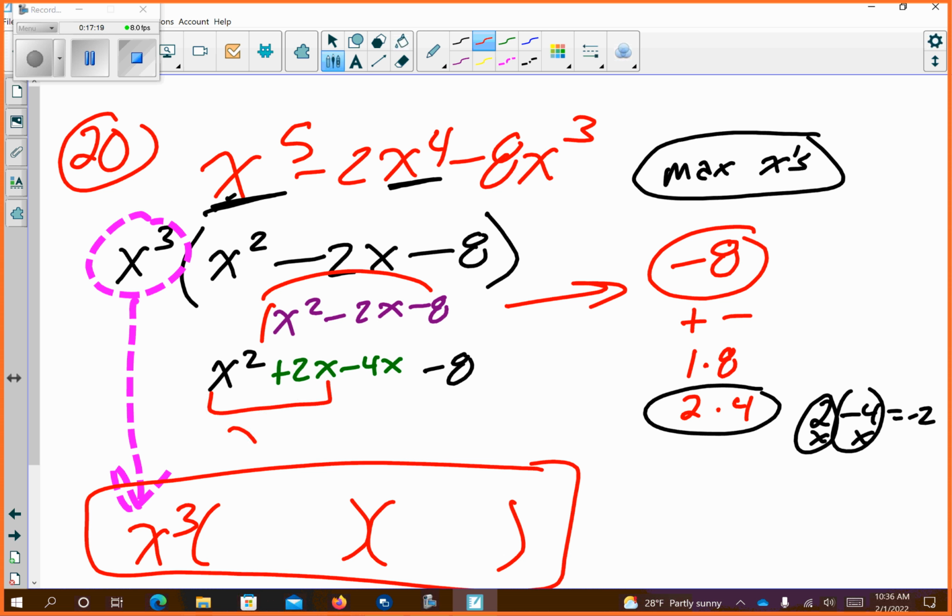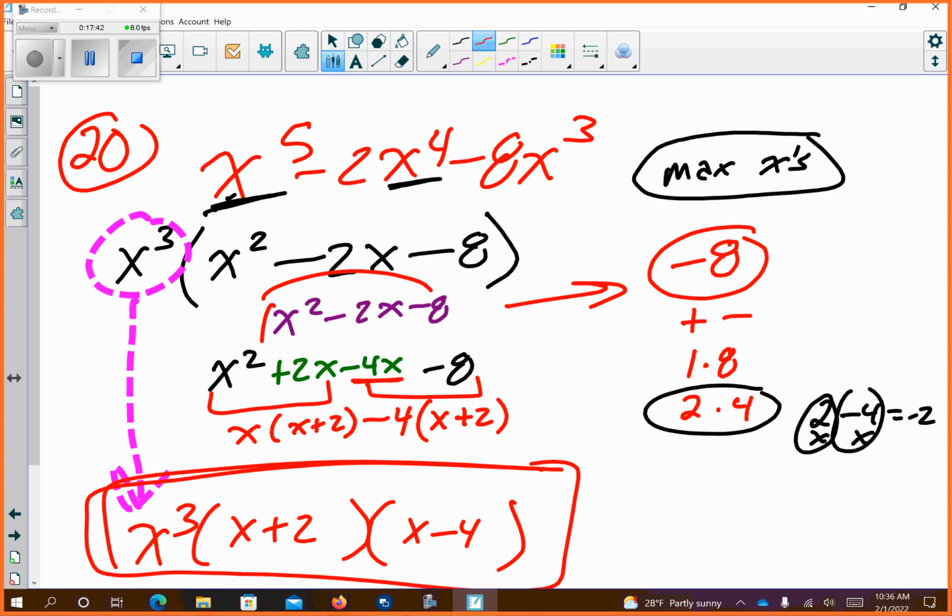Have an x in common there. What am I factoring out of these? Negative 4. If I factor out a negative 4, it's going to change the sign. So negative 4x with a negative 4 factored out is just positive x. Negative 4 factored out of negative 8 is going to be a positive 2. So friends, that is our answer.